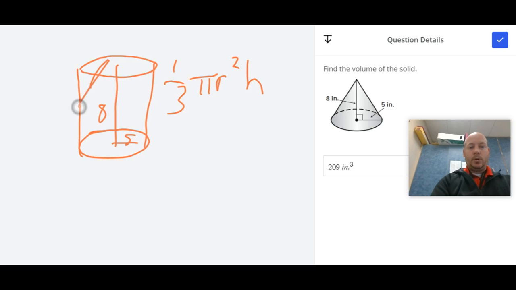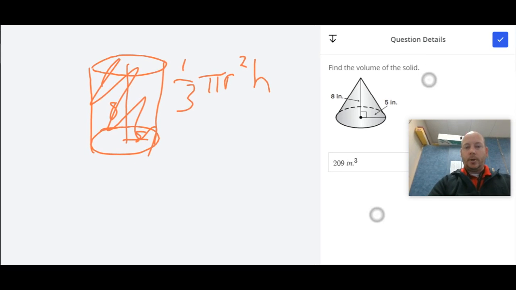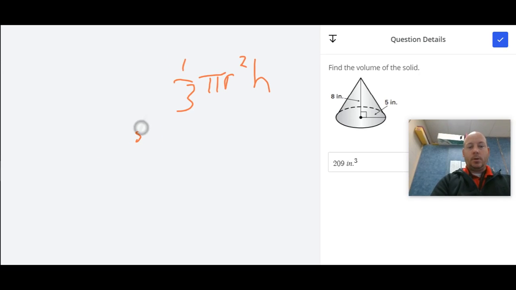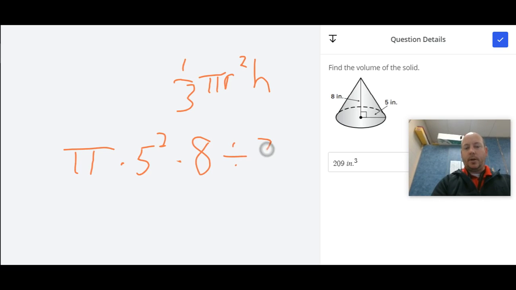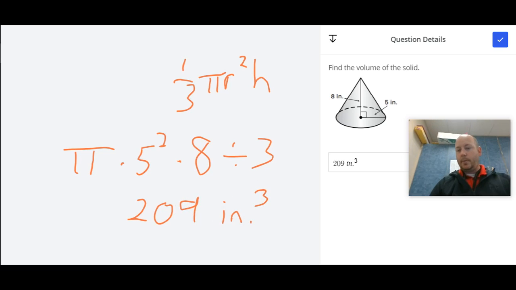Okay. So we're going to do that. Okay, so a third times pi times radius squared times height. So let's see, pi, your radius is 5. Your height is 8. And again, if you want to do a third on the calculator, the easiest way is just divide by 3. Okay, so pi times radius squared times height divided by 3, and that gets you about 209 cubic inches.